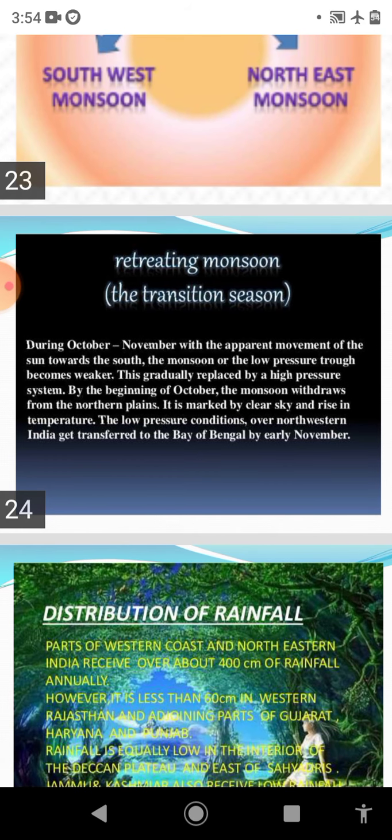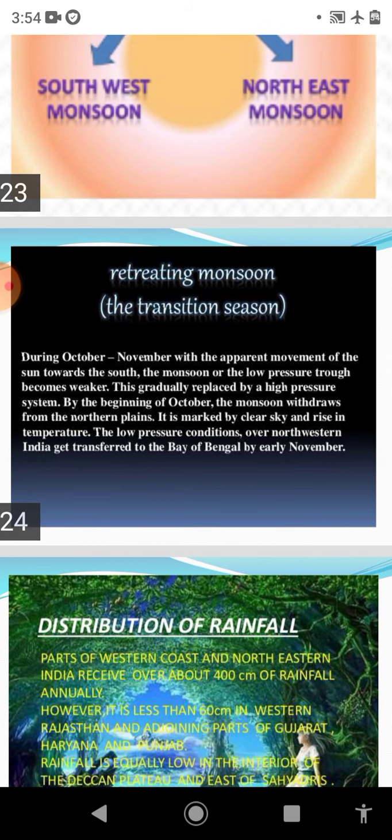Pressure and winds. As the monsoon retreats, the elongated trough of low pressure, which once prevailed over northwestern India, gets transferred to the center of the Bay of Bengal by early November. This is the season when southwest monsoon gives place to northeast monsoon. After that, we will discuss cyclones.